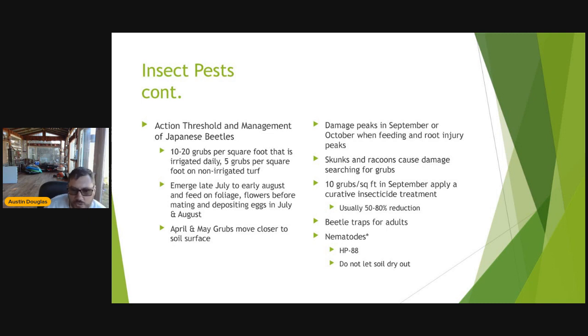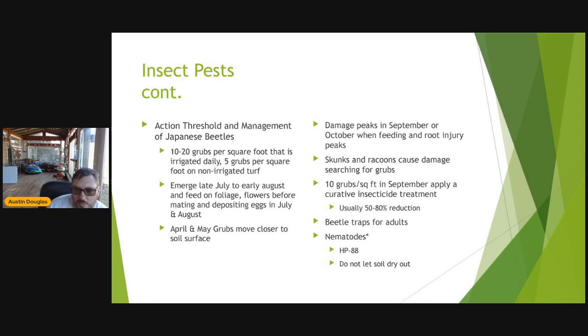These are going to emerge in late July to early August and feed on the foliage. They're going to begin mating and depositing eggs in the July-August timeframe. April and May, grubs are going to move closer to the soil surface. The damage is going to peak in September and October when feeding and root injury peaks. Skunks and raccoons are going to cause damage because they're going to be searching for the grubs.